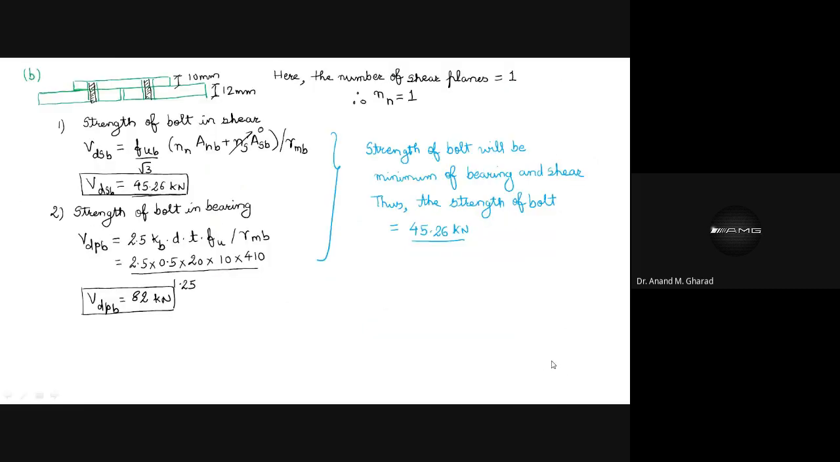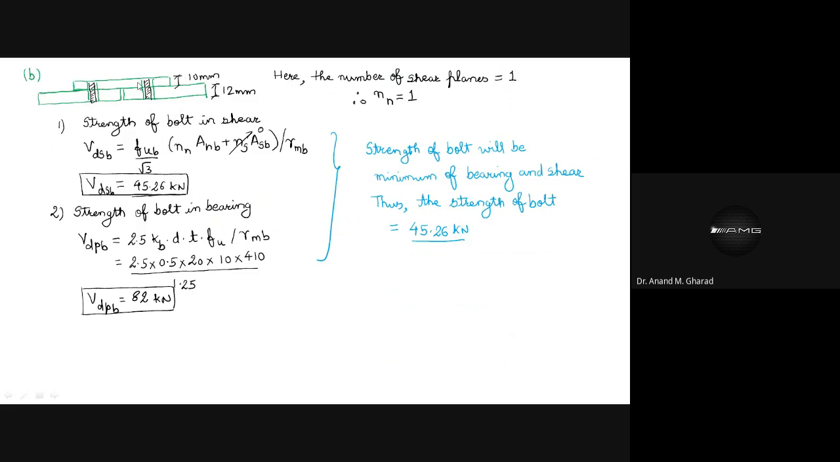Okay? Right. The next, second case: here a butt joint connection is given, and in case of a butt joint, two plates of 12 mm. This is the thickness of the two plates. This is one plate, first plate and second plate. These are getting connected in the form of a butt joint connection with the help of a third plate, which is of the dimension 10 mm. Okay, this is the typical arrangement.